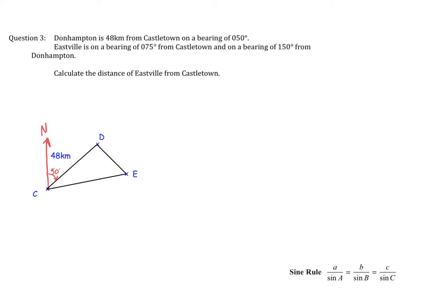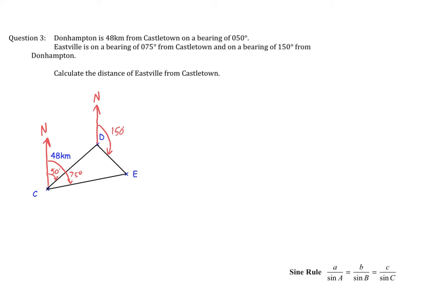Eastville is on a bearing of 075 degrees from Castleton. So let's mark that one on. So going back from our north at Castleton to the line that goes to Eastville, that's 75 degrees. And it also tells us that Castleton is on a bearing of 150 from Donhampton.